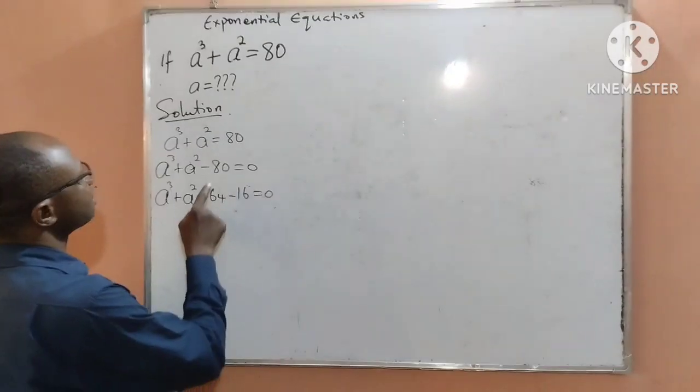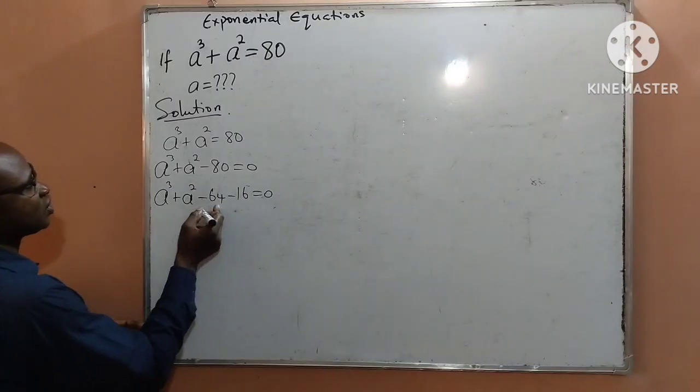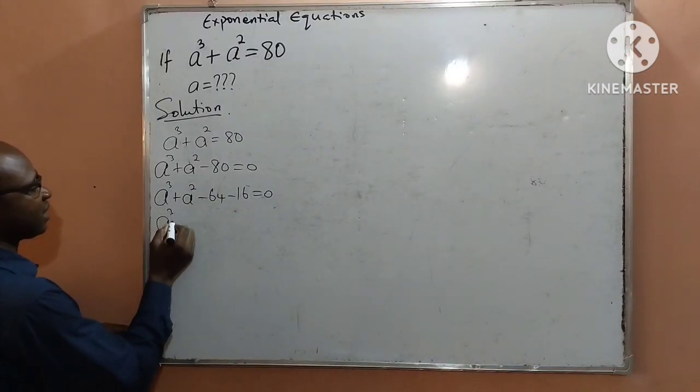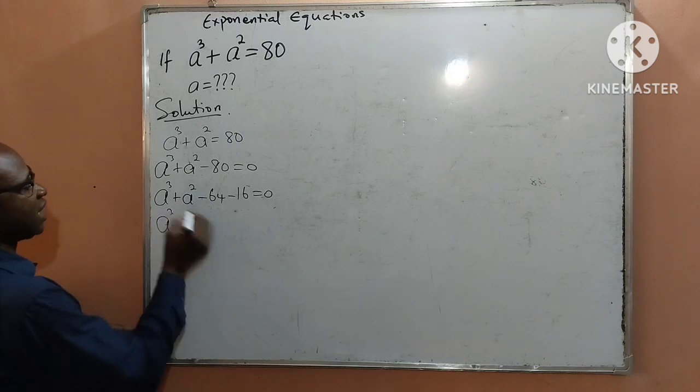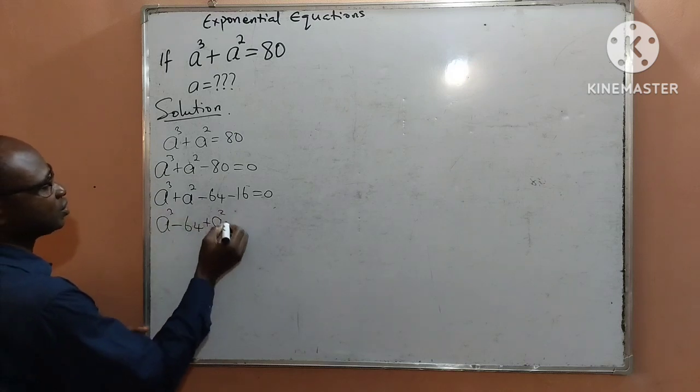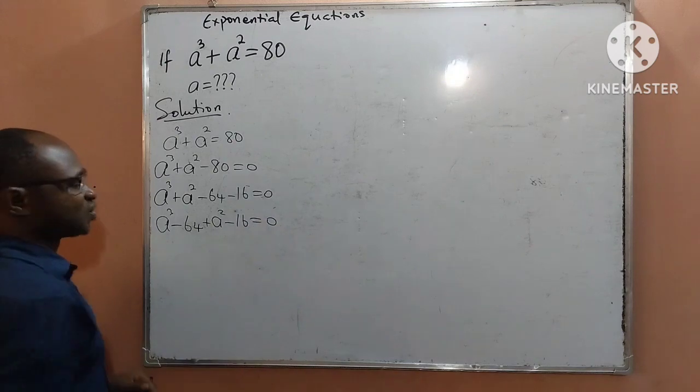Therefore, I write a raised to the power 3 plus a raised to the power 2 minus 64 minus 16 is equal to 0. The reason why I expressed minus 80 as minus 64 minus 16 is because from minus 16 I can get a number raised to the power 2, and from minus 64 I can get a number raised to the power 3, since I have a raised to the power 3 and a raised to the power 2 respectively. Therefore, I can now move this to the front to have a raised to the power 3 minus 64, then plus a raised to the power 2 minus 16 equal to 0.